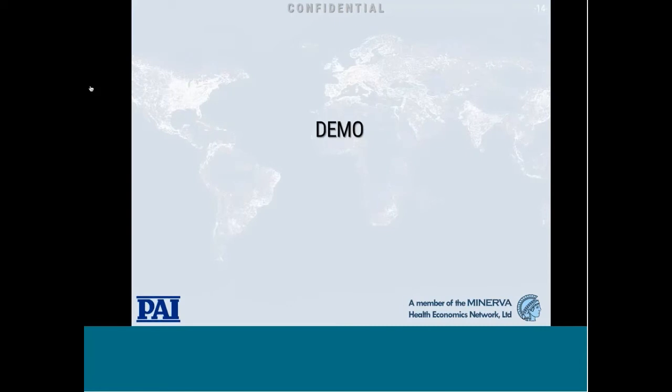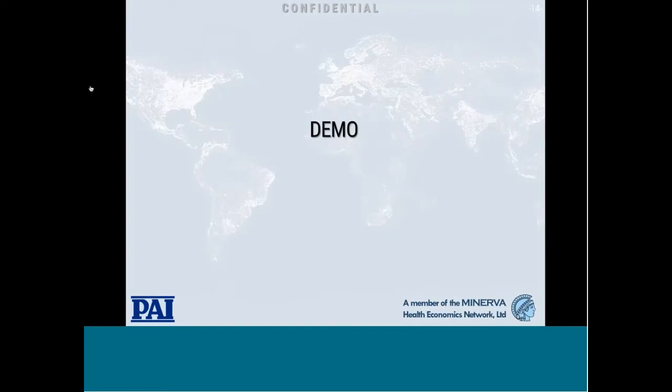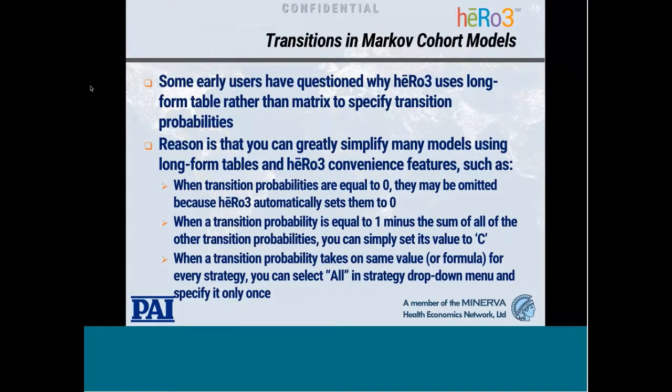And so with that, we've completed the demo of building a simple Markov cohort model. Now, quickly, I'd like to talk about some more complicated cases, and the additional functionality that's available to handle them. One question that users have had in this process is why we use a long-form table rather than a matrix to specify transition probabilities.